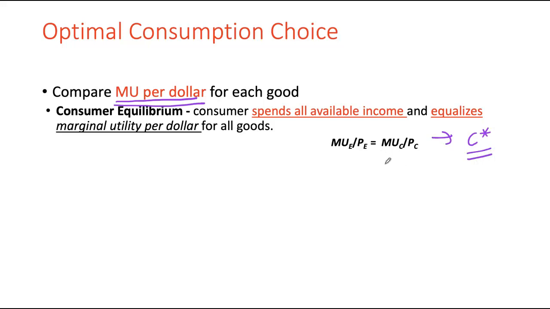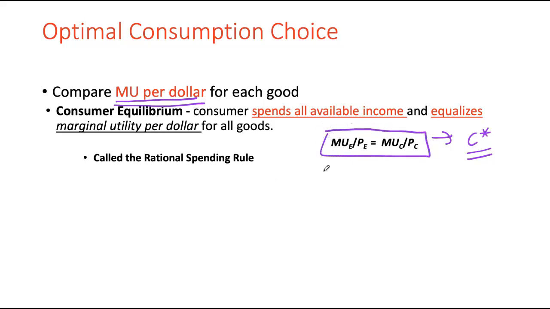If they are not equal, it indicates to you how you should change your spending. Should you spend more on egg rolls or should you spend more on Coke? This is called your rational spending rule, when you're spending all available income such that marginal utility per dollar is equal.